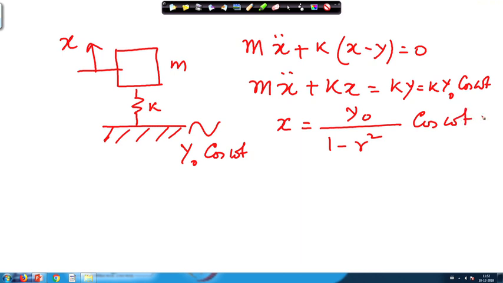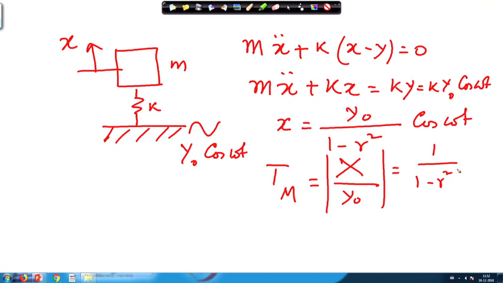So, here the motion transmissibility T m will be equal to the response amplitude, that is x divided by y naught, and this is equal to 1 by 1 minus r square. Now we have seen that this is the same as the force transmissibility. It is not a coincidence, but it is true only for the linear system.